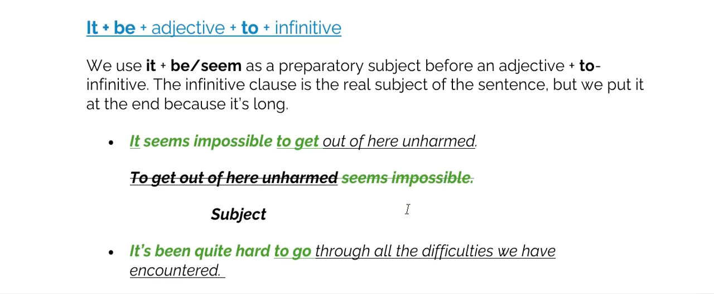We can use the structure it plus be plus adjective plus infinitive. As we do not prefer to start our sentences with an infinitive, we put the infinitive clause next, at the end of the sentence, and we start our sentences with the preparatory subject it. So instead of saying to get out of here unharmed seems impossible, we can say it seems impossible to get out of here unharmed.